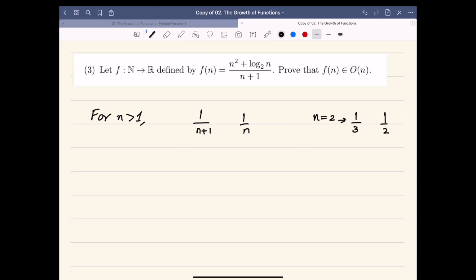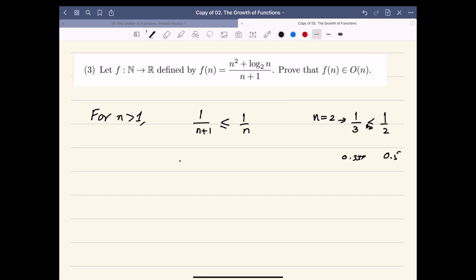So which one is larger? This is 0.5, this is 0.333. The larger is half, so we say that this one is less than, but not equal, it is less than. So that means that this is less than, and we will put equal here. So we have, for n greater than 1, this inequality.